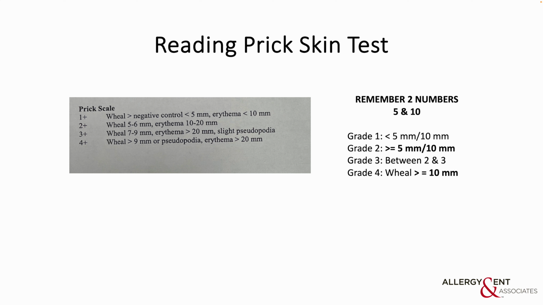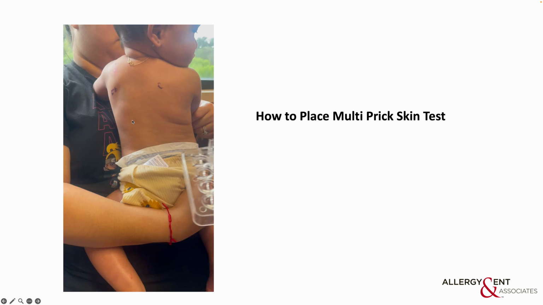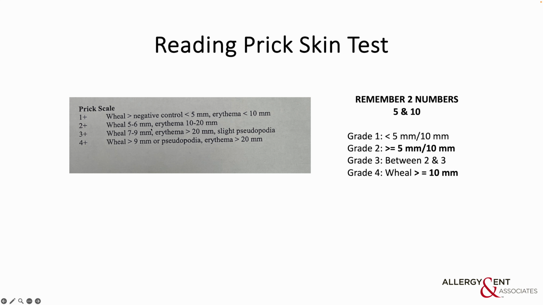For the first part, the T1 test, if you look at the grading for the brick scale, it can be very daunting. You've got 1 plus, 2 plus, 3 plus, 4 plus, with a lot of numbers to remember. But I just want you to remember 2 numbers, 5 and 10. We have 5 fingers on one hand and a total of 10 fingers on both hands, right? So simple, right? For the gray one, zero or 1 would be negative.